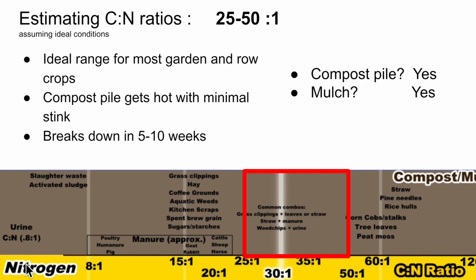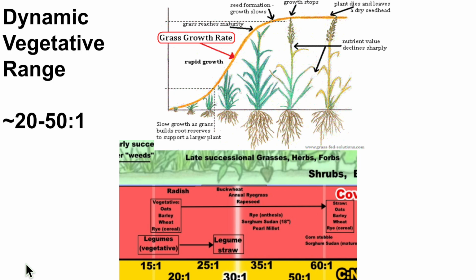Observing how quickly these materials break down on your soil as a mulch can indicate your soil's carbon to nitrogen ratio. I want to focus on this range specifically for a minute because this range is special. I'll call it the dynamic vegetative range. Let's take a pasture, for example, and look at grass. This also applies to cereal grasses as well.